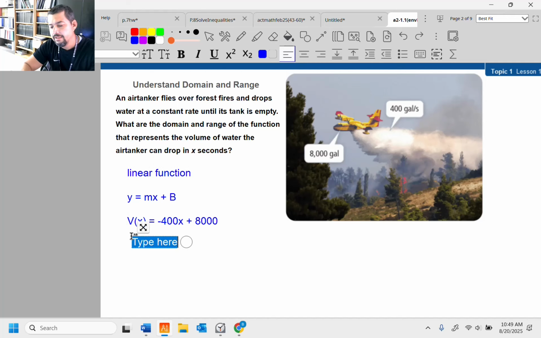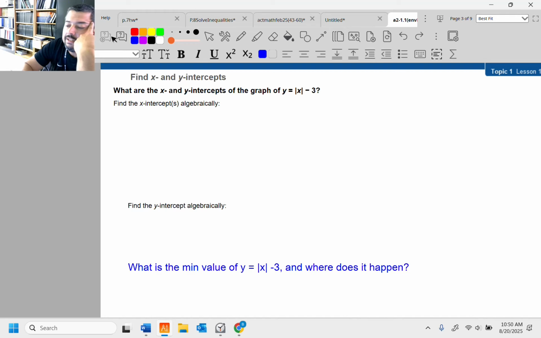But anyways, the domain here is that this function is valid anywhere between 0 and 20 seconds. At 0 seconds, we have 8,000 gallons of water, and at 20 seconds, we're out of water. The range, which is the water that remains inside the air tanker, you actually start with 8,000, but the low value is 0. But anywhere between 0 and 8,000 gallons of water. Real world application domain-ish, kind of. I don't know.